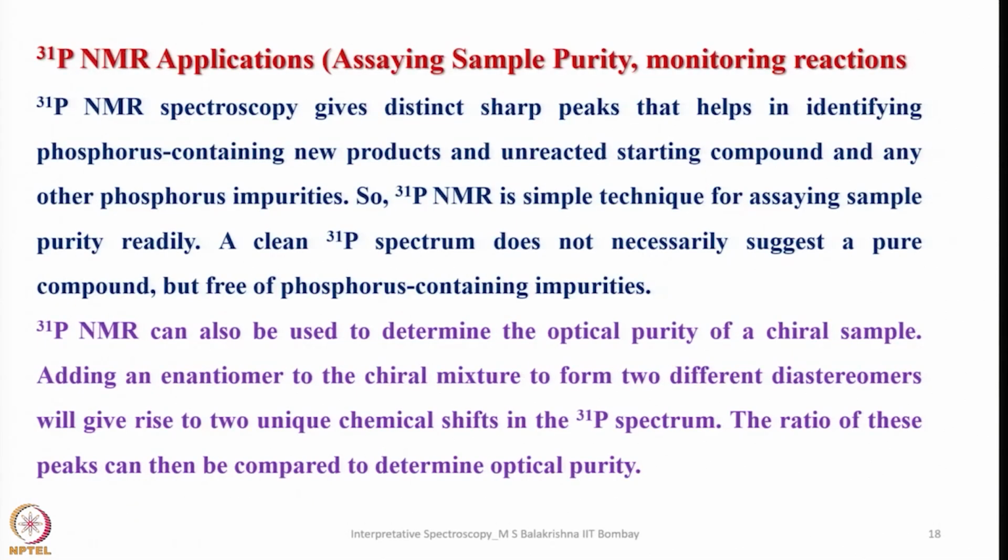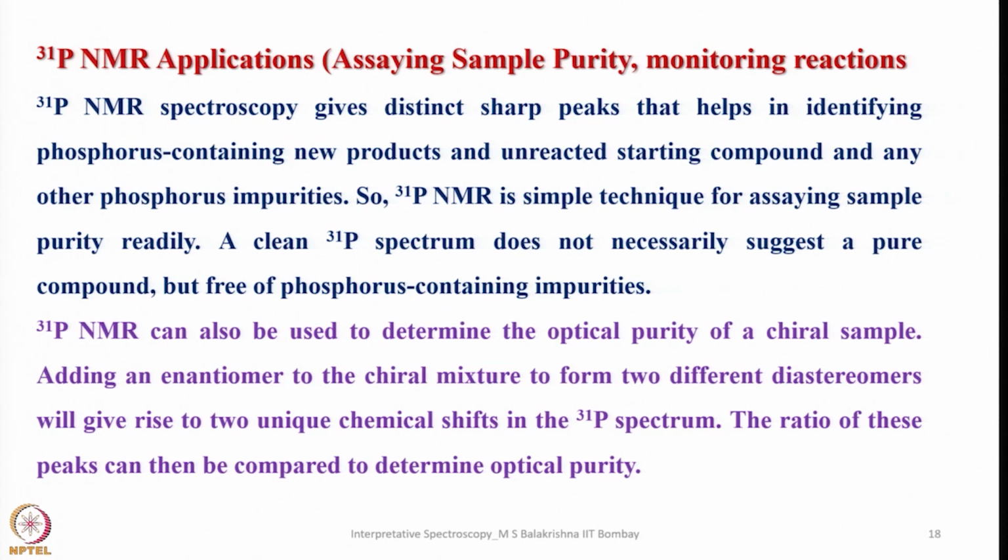When we are using 31P NMR, it gives distinct sharp peaks that help in identifying phosphorus-containing new products, unreacted starting compounds and any other phosphorus impurities. So that is the advantage. 31P NMR is a very simple technique for assigning sample purity readily. A clean 31P NMR spectrum does not necessarily suggest a pure compound, but it can tell you that it is free of phosphorus-containing impurities. There may be other organic impurities, but this cannot tell you any further information. Only if the spectrum is clean would it indicate definitely that there are no phosphorus impurities or any other minor products containing phosphorus.